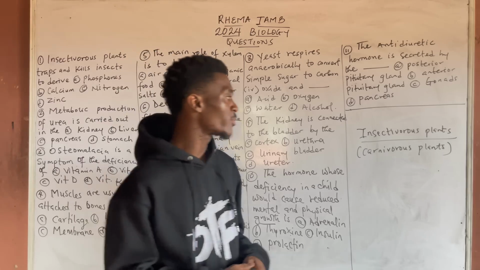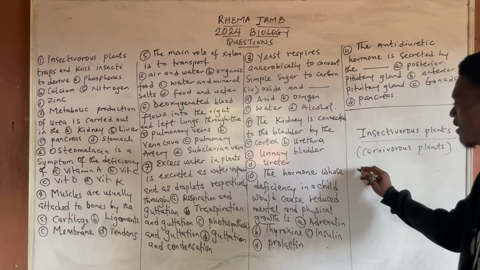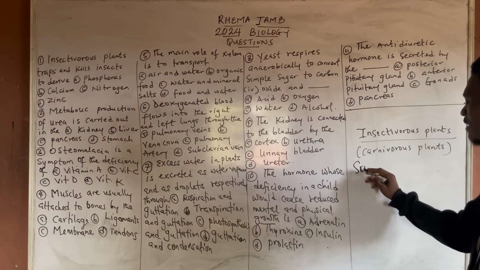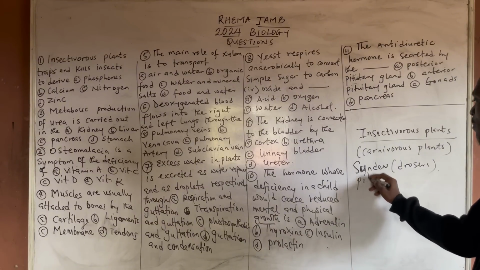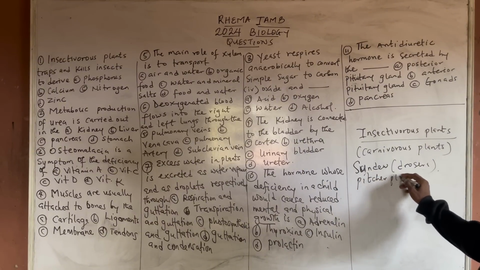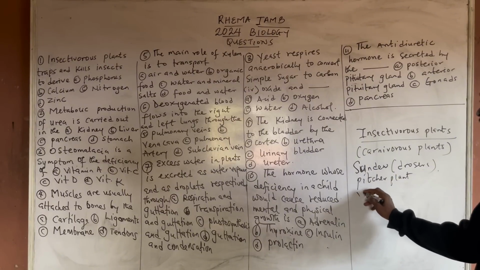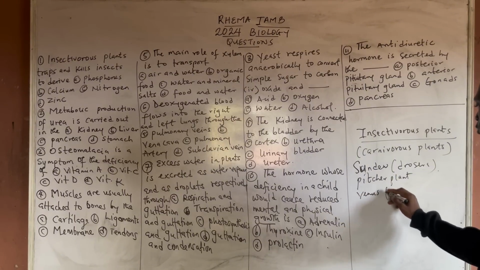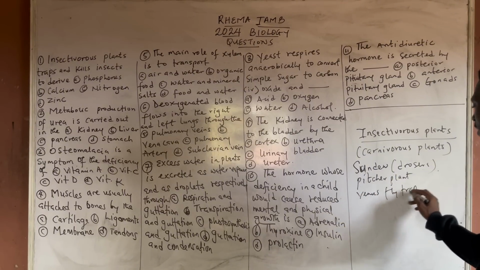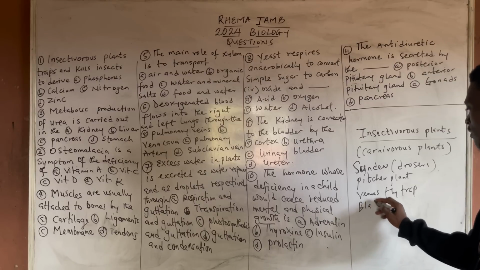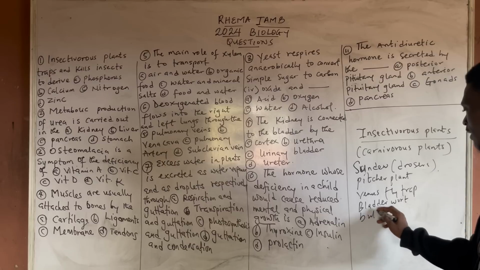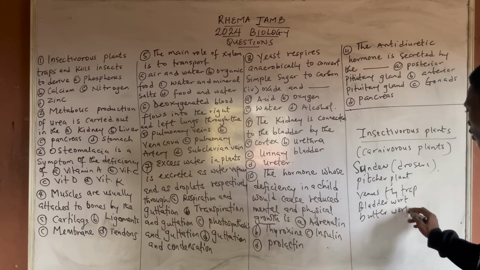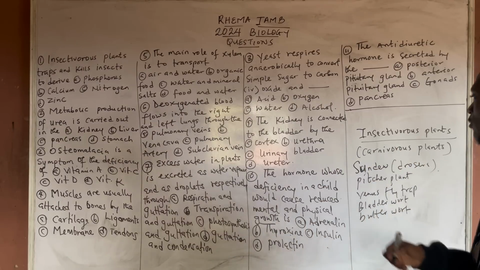We have classical examples of insectivorous plants like the sundew, which is also called Drosera. Then we have the pitcher plant, or you can call it Nepenthes. We have the Venus flytrap, the bladderwort, and even the butterwort. So these are examples of carnivorous or insectivorous plants.